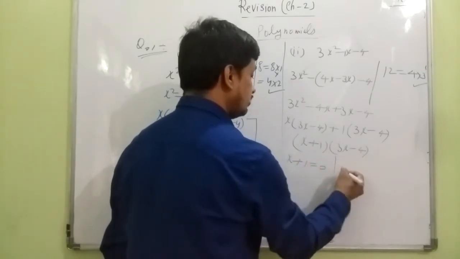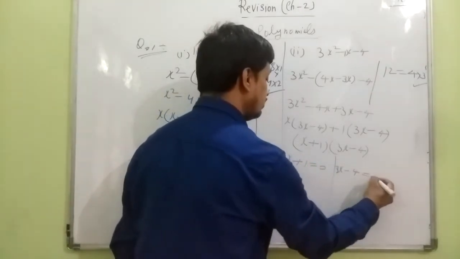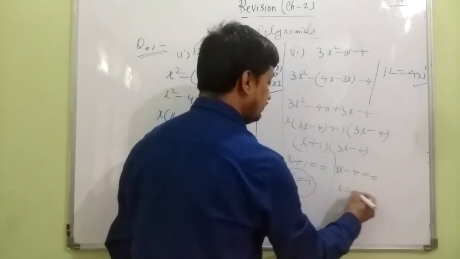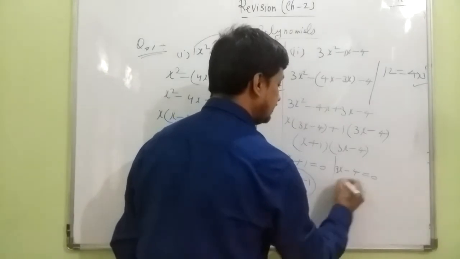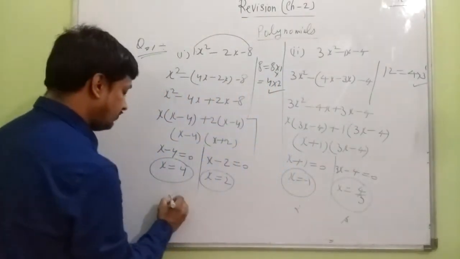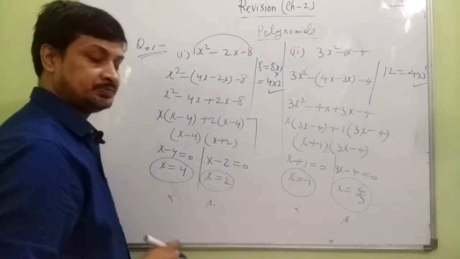So x plus 1 equal to 0 and 3x minus 4 equal to 0. It will give you x equal to minus 1, and it will give you x equal to 4 by 3. So this is alpha and this is beta. Here also this is alpha and this is beta.